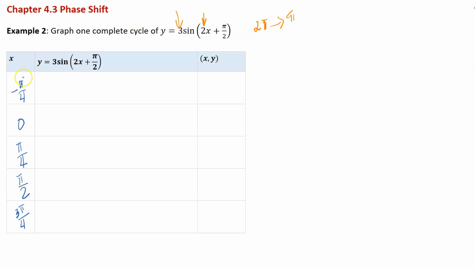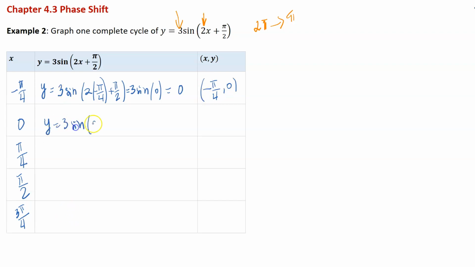Now let's substitute the values of x in the equation. When x is negative pi over 4, y is equal to 3 sine of 2 times negative pi over 4 plus pi over 2, equal to 3 sine of 0, which is equal to 0. So the first point is negative pi over 4, 0. Let's continue for the rest of the table. Sine of pi over 2 is 1, times 3 equals 3. The second point is 0, 3.